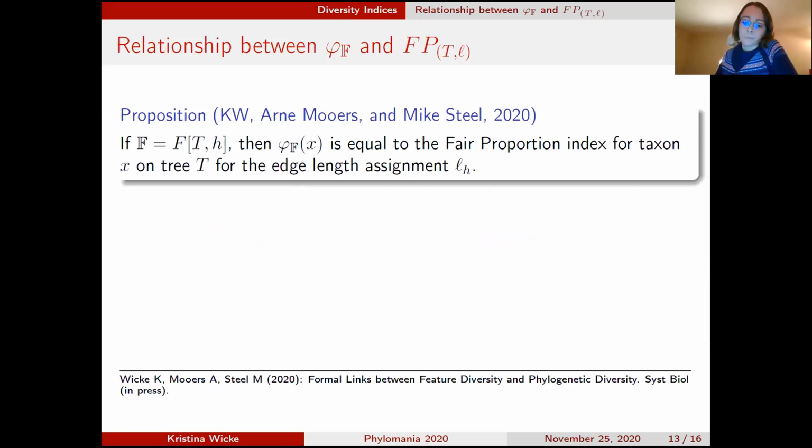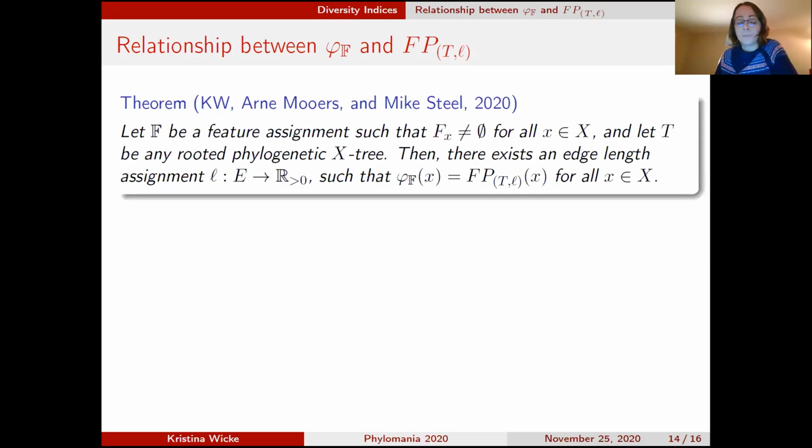Well, the first thing we could show is that if our given feature assignment comes from a tree, so can be explained by a tree, then the simple feature diversity index is equal to the fair proportion index for the edge length assignment LH, and LH is the edge length assignment that was induced for the equivalence of FD and PD.